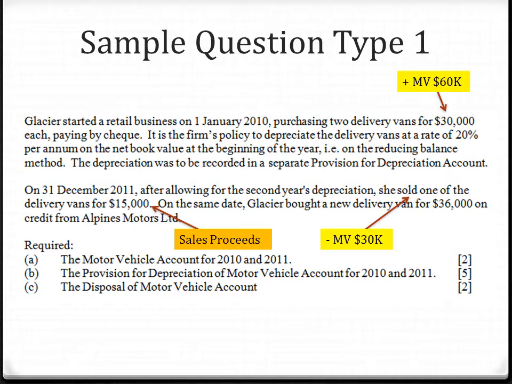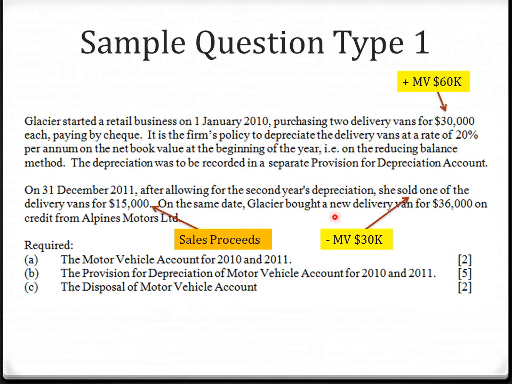Okay, so I made it very clear right now, saying that if there are 2 motor vehicles here, 60K, and obviously, if I want to sell one of the vehicles, I must take out one of it, which is 30K. All right, I hope this is really clear right from the onset.